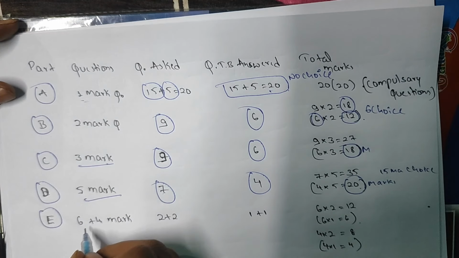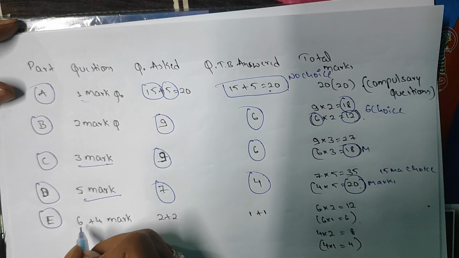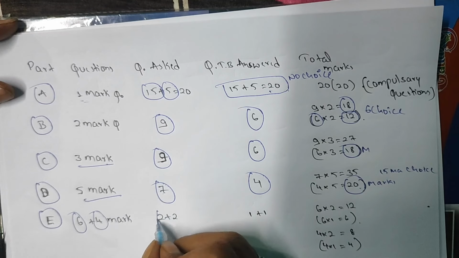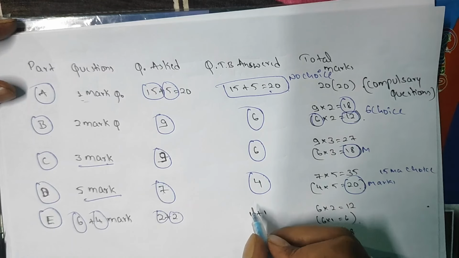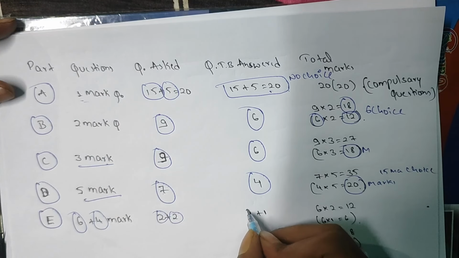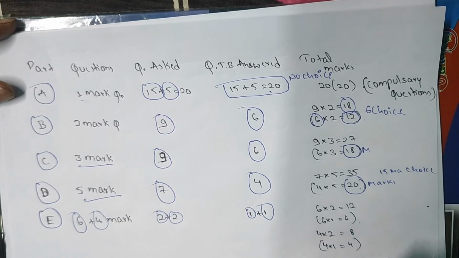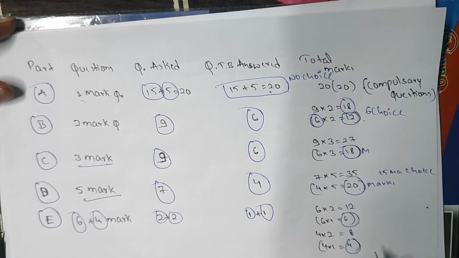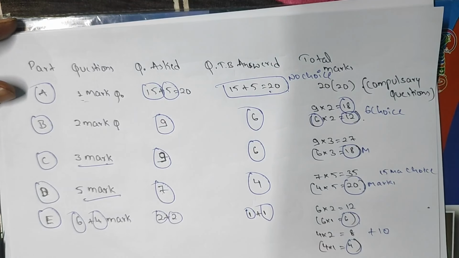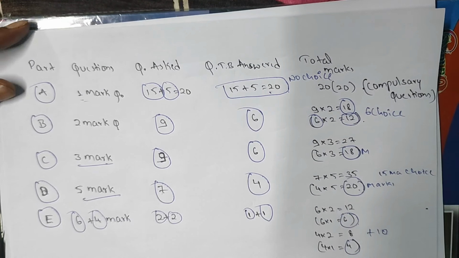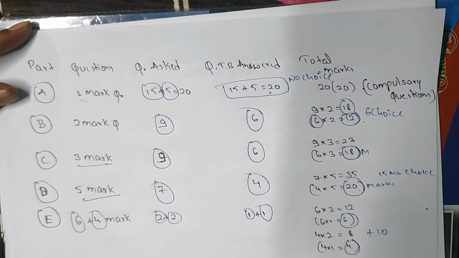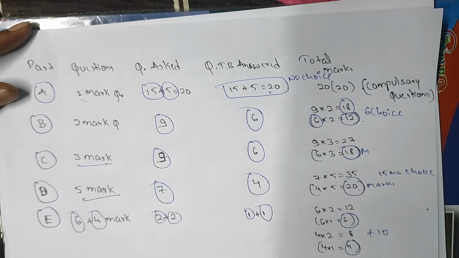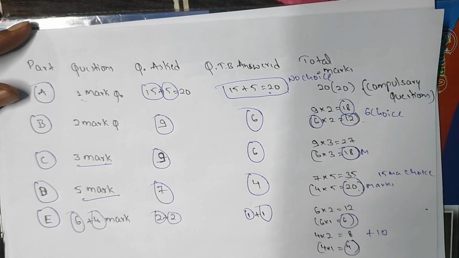And the last part is the 10-mark question. There will be two 6-mark questions and two 4-mark questions. You should answer any one question of 6 marks and one question of 4 marks. So here you can score 6 marks and 4 marks, a total of 10 marks. Without choice there will be 120 marks, but you have to attempt only 80 marks.